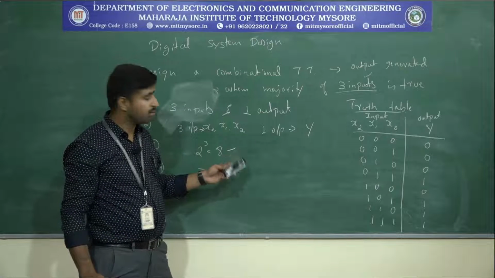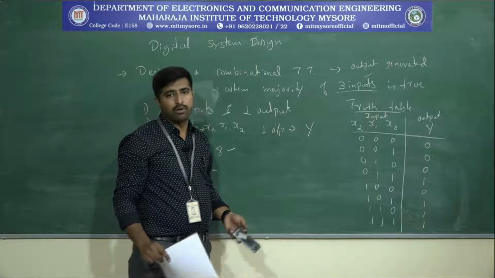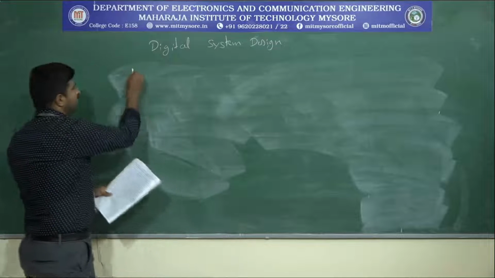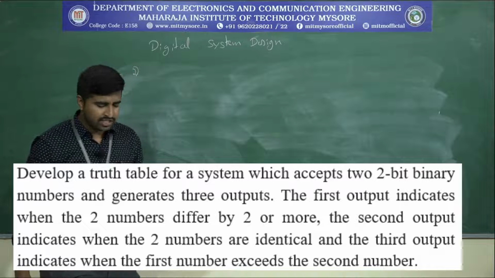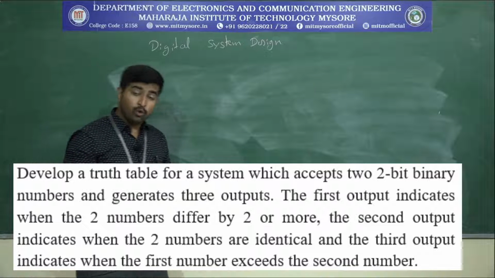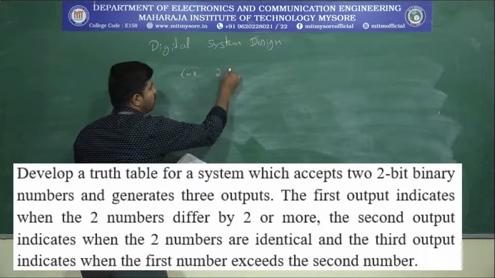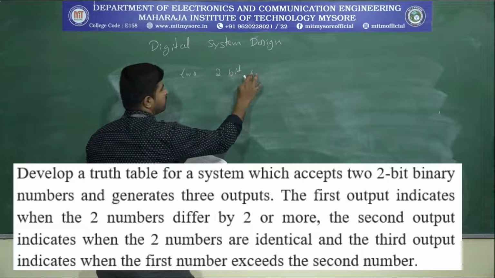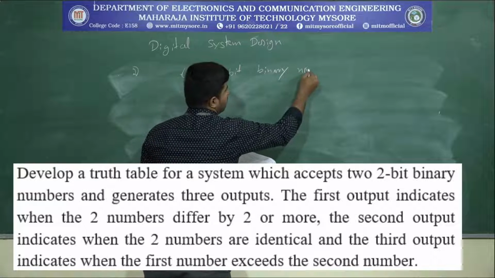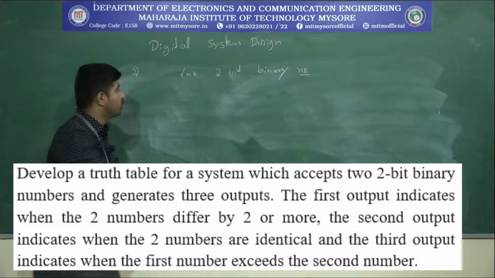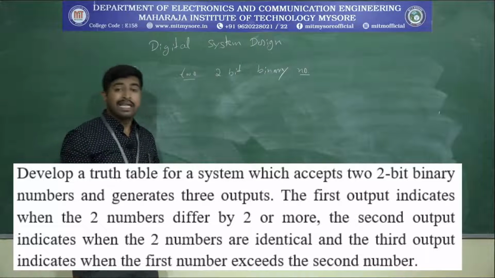Okay, hope you understood. So next we will move on to understand in a better way. Let's take up one more problem. So let's see the second problem. Second problem: develop a truth table for a system which accepts a 2-bit binary number. We have a 2-bit binary number, keep that in mind, and generates 3 outputs.